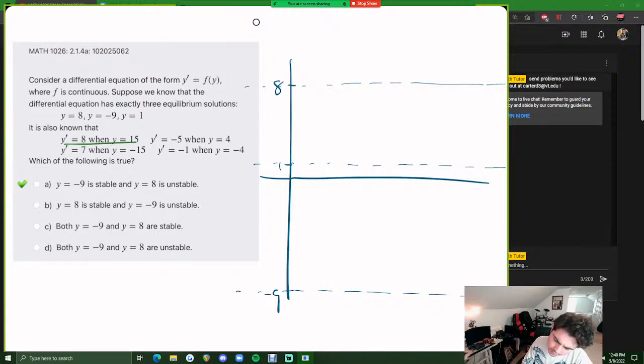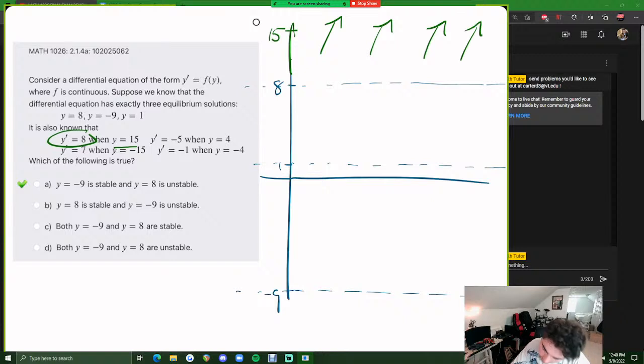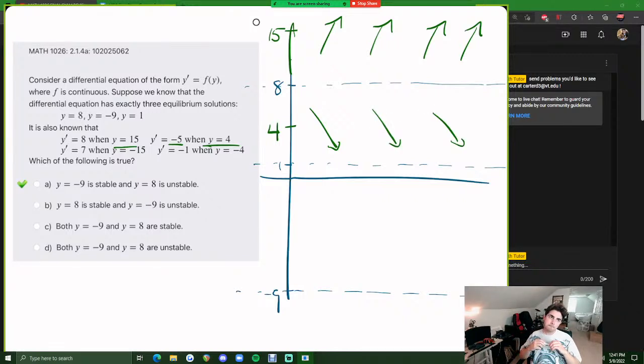And then they give us all this information about y prime at different y values. So they're saying when y equals 15, which of course is way up here, the y prime values are 8. So really all that's telling us is that we have positive slopes up here. That's all we gain from that. And then when y equals 4, which is in between here, we know that the slope values are -5. So the slope values are negative in this section. It's really just giving us the either positive or negative slope in between each of the equilibrium solutions as we go through.